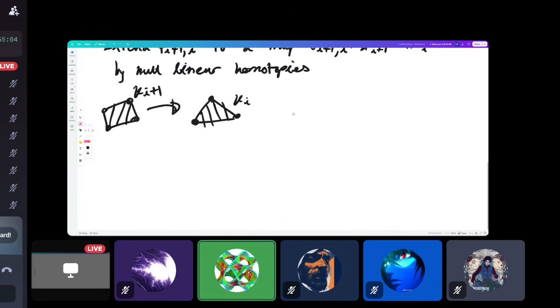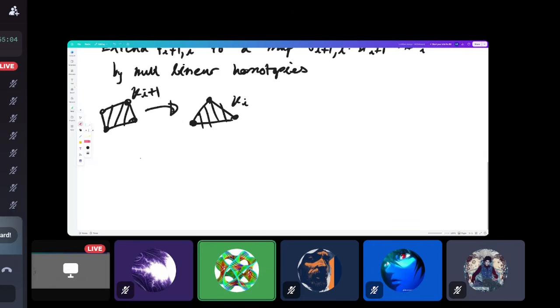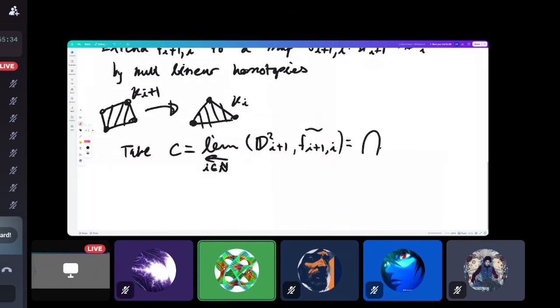And so we take C to be the inverse limit over i in the natural numbers of these D squared (i+1) to f(i+1),i tilde. What this really is, is the intersection over i in the natural numbers of the D squared i. We want to show that this is homeomorphic to a disk, though.